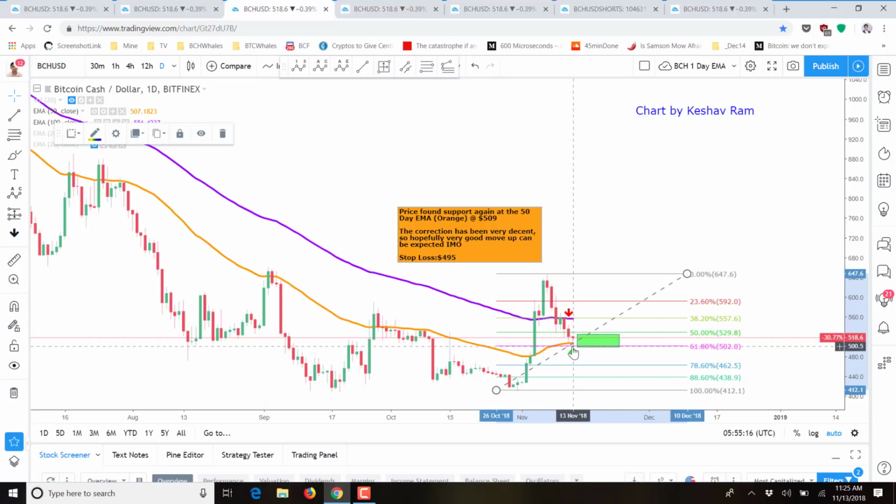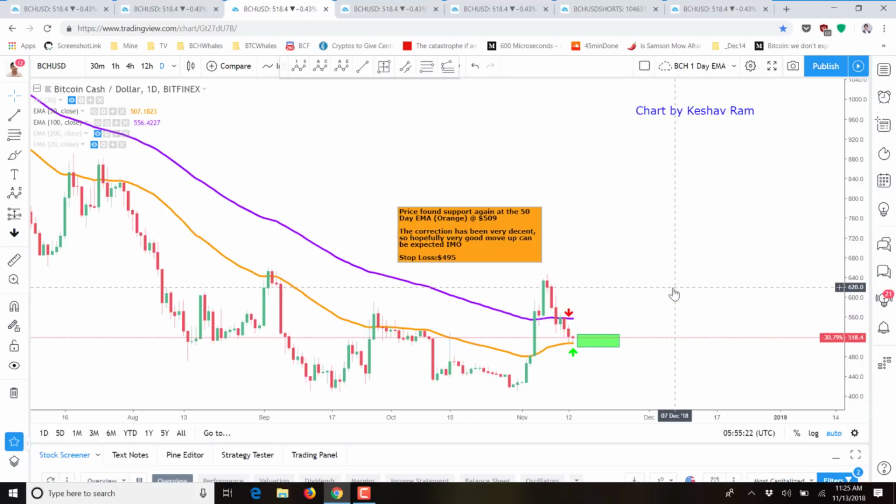And also I like 500 because it's a psychological level, and also because the 50 day EMA is there, if you see in the orange color. So I put this green support arrow here.